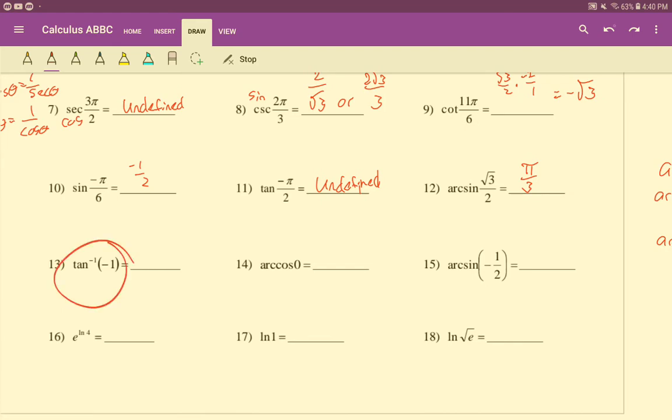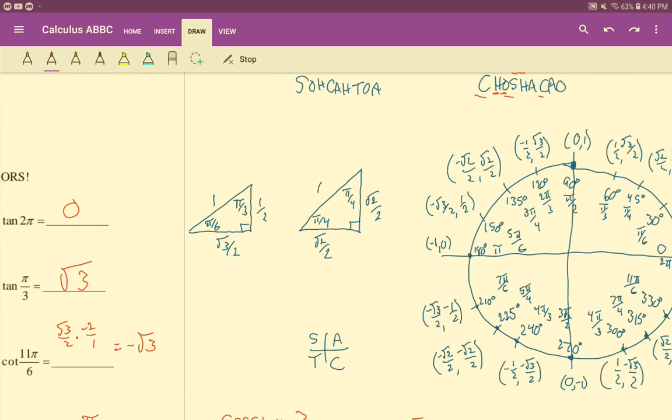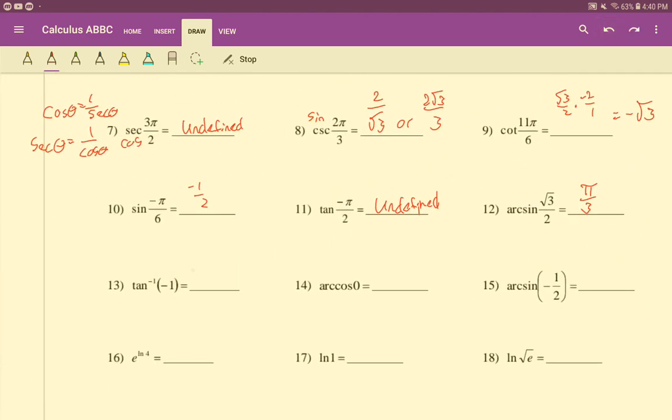So tangent inverse of negative 1. Okay, so if we look up here, if I do tangent of pi over 4, that's going to give me a positive 1, because it'd be root 2 over 2 over root 2 over 2. So that'll be the same thing as 1. So pi over 4 would be our answer, but we need a negative 1. So negative pi over 4 is what we will write then for our answer. Positive pi over 4 gives us positive 1. When you do the tangent of pi over 4, you get positive 1. So when we do tangent of negative pi over 4, you're going to get negative 1. And that's going to be our answer there.